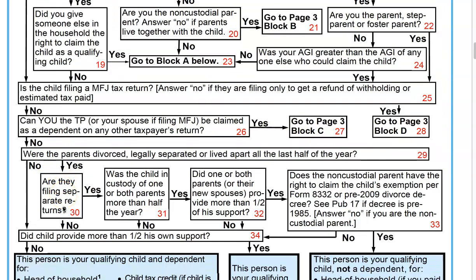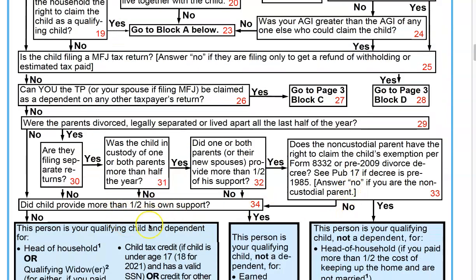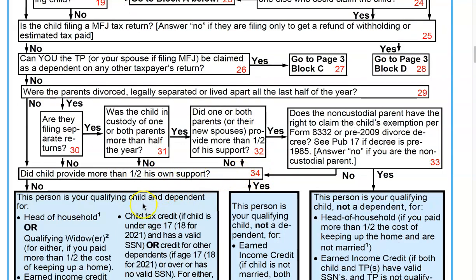Are they filing separate returns? And the answer is yes. Was the child, Raymond, in the custody of one or both of the parents for more than half the year? Yes. Sophia had custody of Raymond for more than half the year. Did one or both of the parents provide more than half the support? Yes. Does the non-custodial parent have the right to claim the child's exemption per Form 8332 or a pre-2009 divorce decree? And the answer is he doesn't have an 8332, so the answer is no. Did Raymond provide more than half his support? This is box 34. No.